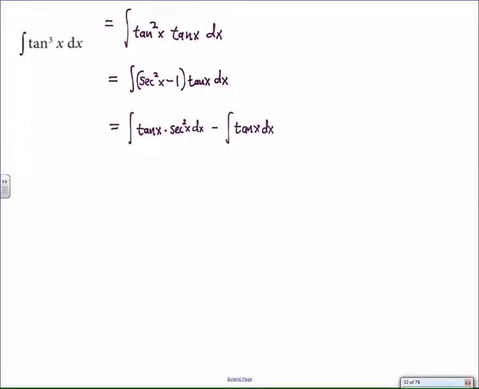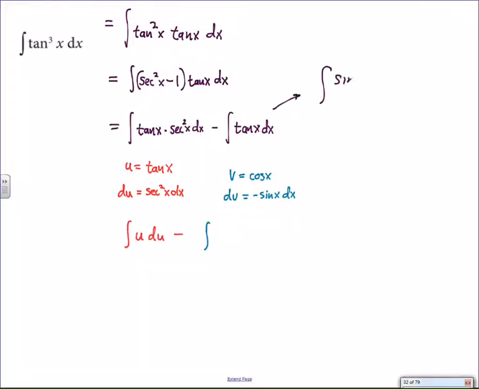The integral of the tangent of x is actually in your formula packet, but I'll show you how to get that without a formula packet. And over here we see a U-substitution situation because the secant squared and the tangent of x are bound by derivative. So in the first case, I'll let u be the tangent of x, du is the secant squared of x dx, and in the second case, I will let v be the cosine of x and dv be negative sine of x dx.